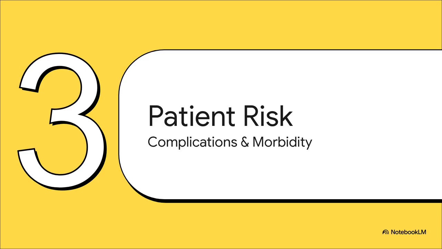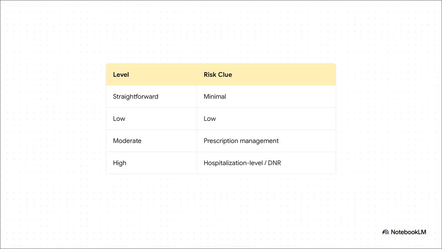Next up, section 3, risk of complications and/or morbidity or mortality of patient management. This element is driven completely by the provider's management interventions and the potential morbidity of those choices. Notice how specific clinical actions lock you into each tier. Minimal risk is super basic, just rest or superficial dressings. Low risk bumps up to over-the-counter medications.